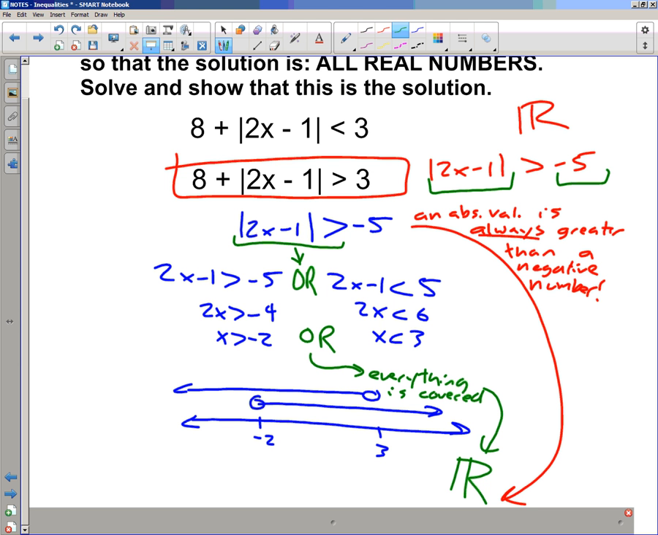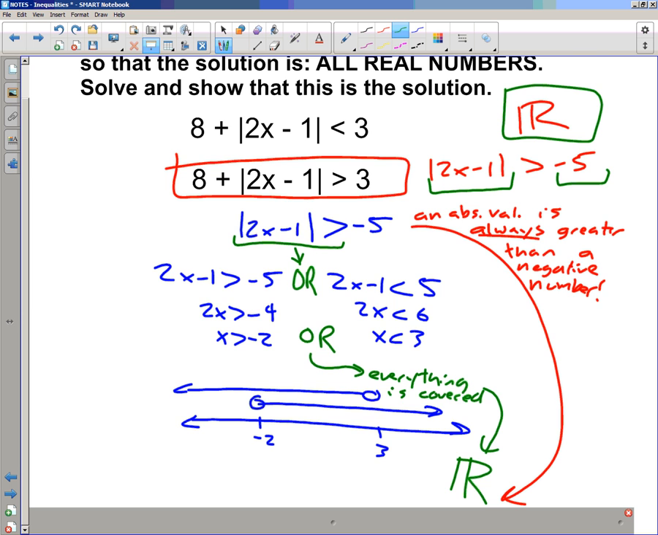Okay, so this absolute value, the smallest that it could possibly be would be 0, right? It can go all the way up to infinity if you wanted it to, but it can't go below 0. So there's no way that it could ever be smaller than -5. This statement is saying that it's going to be greater than -5. I would say no matter what you plug in for x there, it's always going to be a true statement. So the only answer I would need to this is all real numbers.